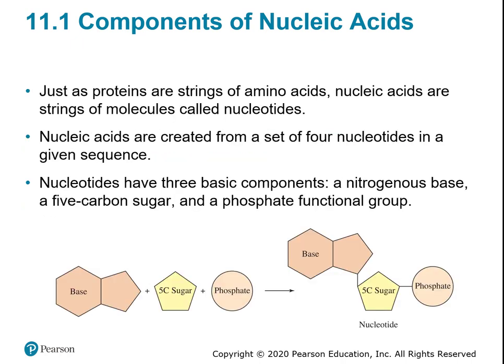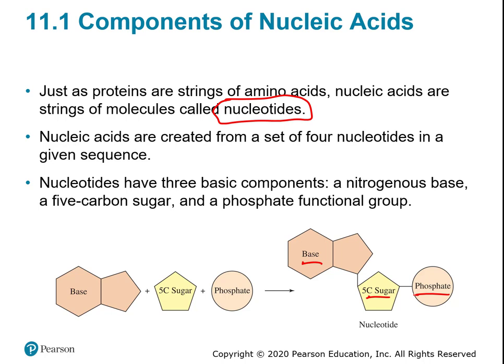So, what is DNA made of? Just like proteins have amino acids as their building blocks, DNA has building blocks too. The building block for DNA is called a nucleotide. And here's what a nucleotide is made of. Three things. Nucleotides have a sugar, and if it's DNA, it's deoxyribose. If it's RNA, it's ribose. So the sugar differs between DNA and RNA.